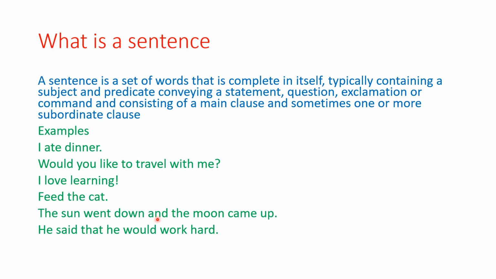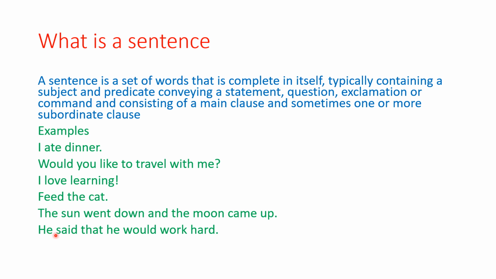The sun went down and the moon came up. This is also a sentence, but this sentence has two main clauses. The sun went down is one main clause. The moon came up is another clause. Or these are two sentences. If you see, the sun is the subject, went down is the predicate. We know that because the verb begins the predicate. So the sun went down is a main clause. It is a sentence. The moon came up is a sentence, and it is joined by this coordinating conjunction, and. So this is a compound sentence.